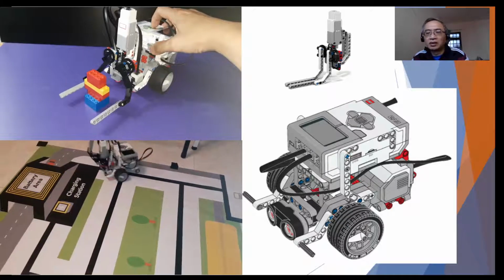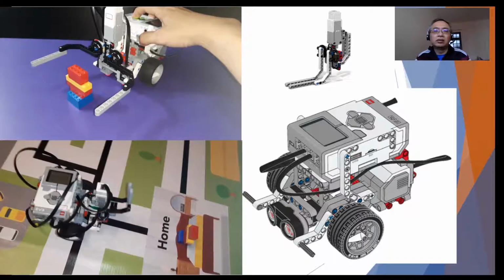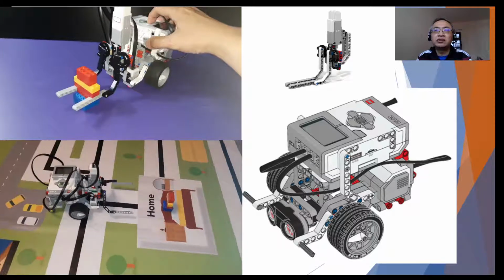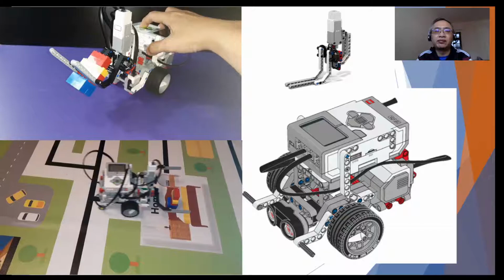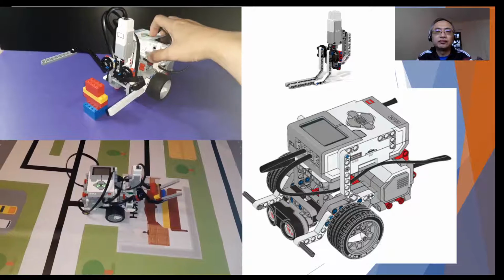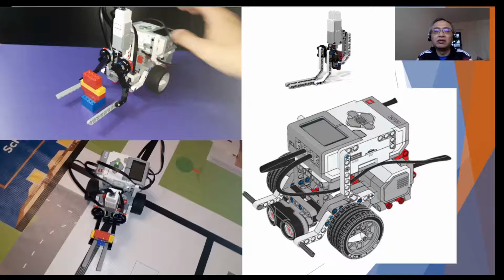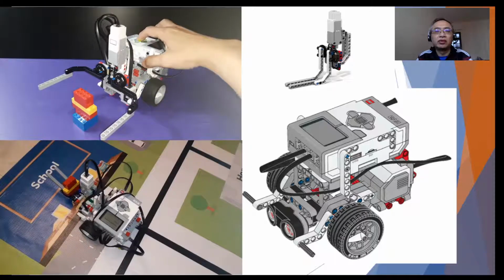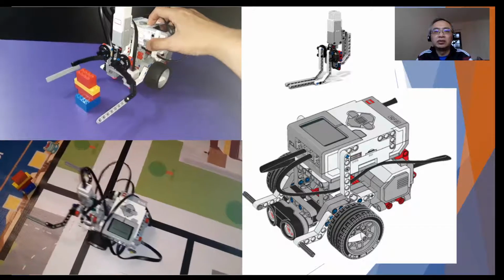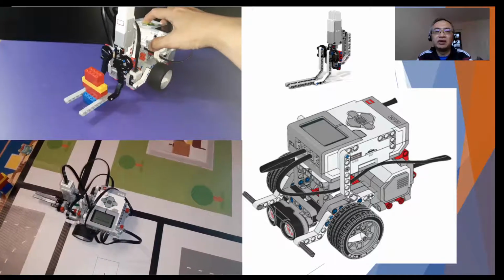Now, in this video, I'll be recapping two previous video recordings that I posted on my YouTube channel. The first one, in the top left hand corner, is a video of the manual control using the push button on the EV3 brick to show you how the mechanism is being activated.